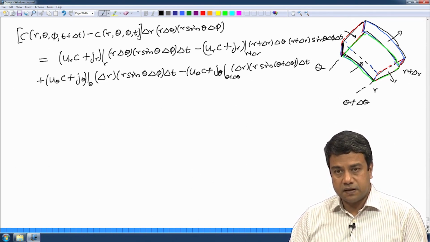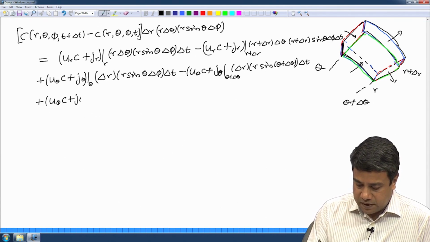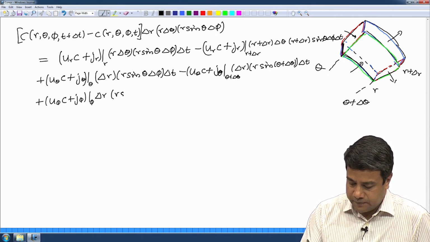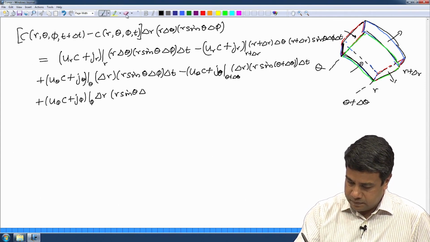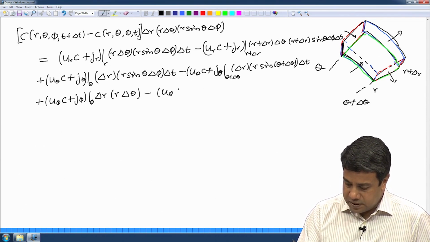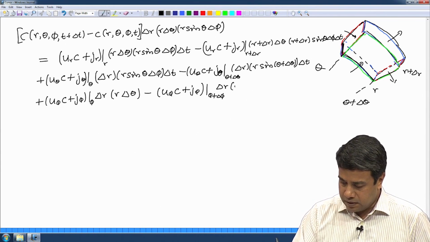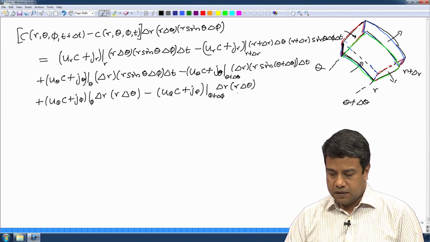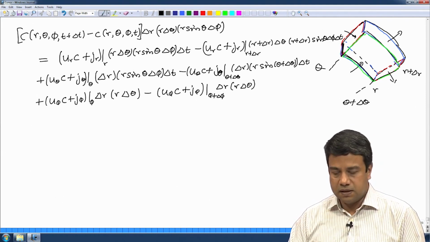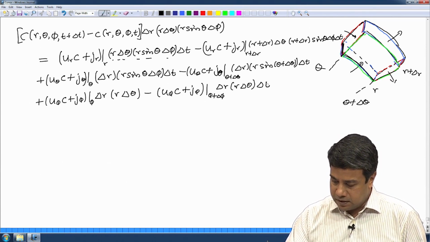And then I have the surfaces, the front and the rear at phi and phi plus delta phi, okay. So, I have to take the flux, which is u phi c plus j phi at phi, multiply by the surface area, the length in the r direction times the length in the theta direction, r delta theta, minus u phi c plus j phi at phi plus delta phi into delta r into r delta theta. So, the surface area perpendicular to the phi direction is the length in the r direction times the length in the theta direction. Perpendicular to the r direction is the length in the theta direction times the length in the phi direction, and so on. And I have to multiply by delta t here.